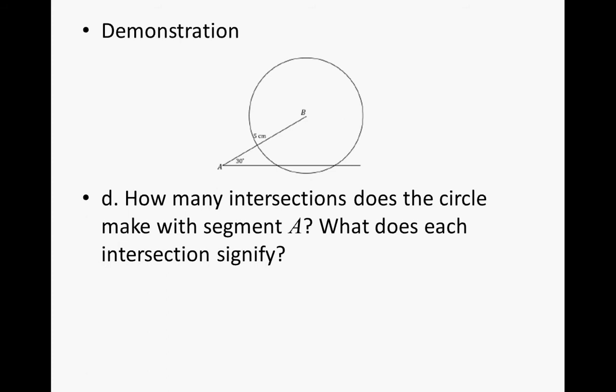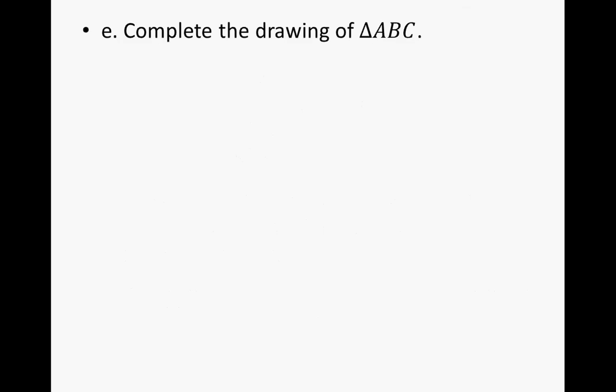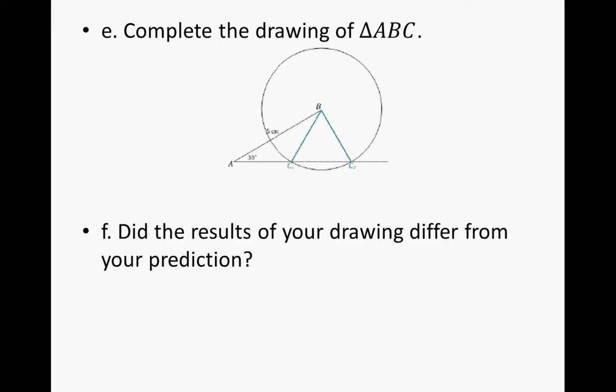So how many intersections does the circle make with the ray from A? What does each intersection signify? Well, we have 2 intersections, and each intersection represents a possible location for the vertex C. So now we complete the drawing of triangle ABC, which we just did, and we end up with what we had on our paper, and we call them C1 and C2. So did the results of your drawing differ from your prediction?